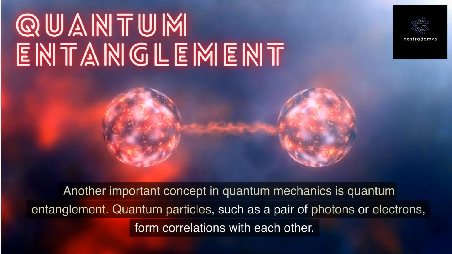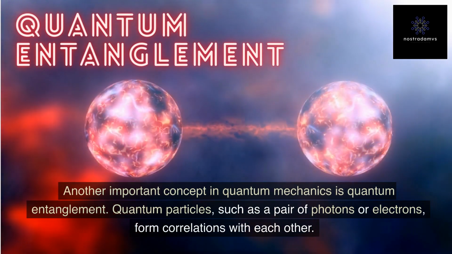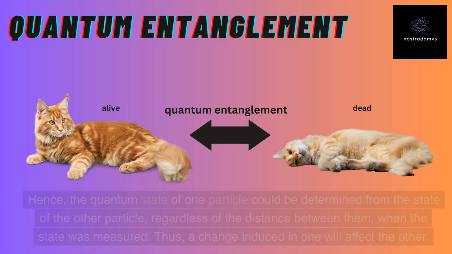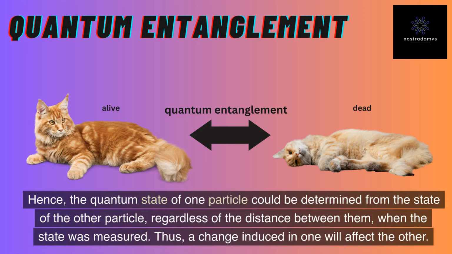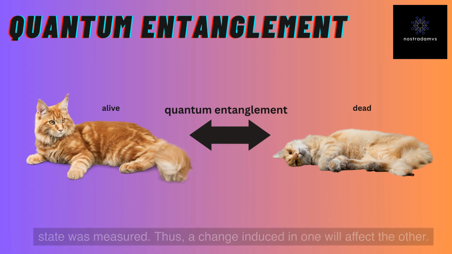Another important concept in quantum mechanics is quantum entanglement. Quantum particles, such as a pair of photons or electrons, form correlations with each other. Hence, the quantum state of one particle could be determined from the state of the other particle, regardless of the distance between them, when the state was measured. Thus, a change induced in one will affect the other.